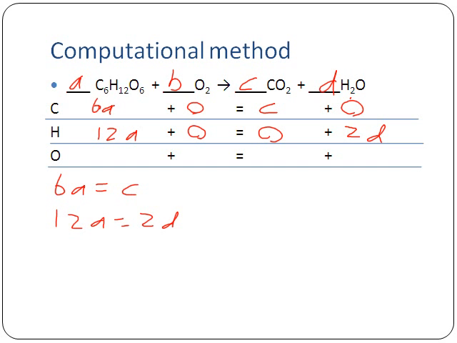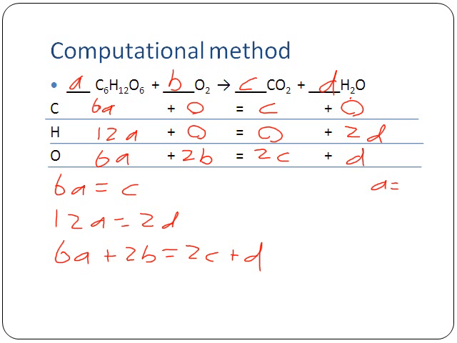For our next one, what we're going to have is a total of 6A oxygens right here plus 2B oxygens right there. Over on our right side, we have a total of 2C oxygens right here. And we have a total of D oxygens right here. And so we have a much more complex equation here. We have 6A plus 2B gives us 2C plus D is our final one here. So we're looking for our values for A, B, C, and D.